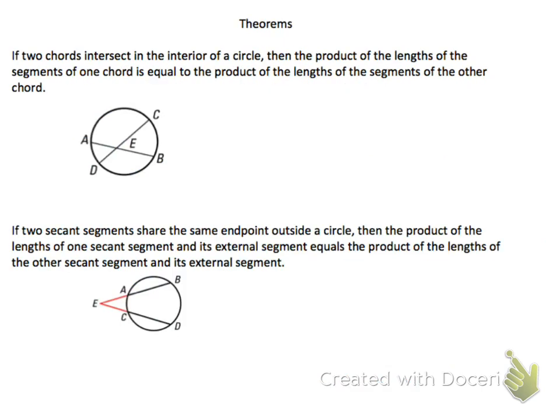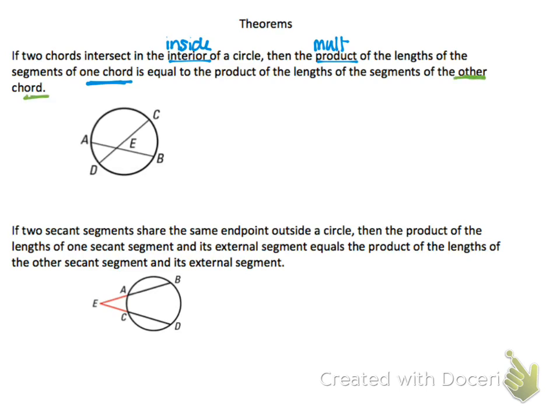So now let's go ahead and go through the theorems. This one says if 2 chords intersect in the interior of a circle, so remember, if they're intersecting in the interior, they're going to intersect inside the circle, then the product, which means that you're going to multiply, the product of the lengths of the segments of one of the chords is going to be equal to the product of the lengths of the segments of the other chord.